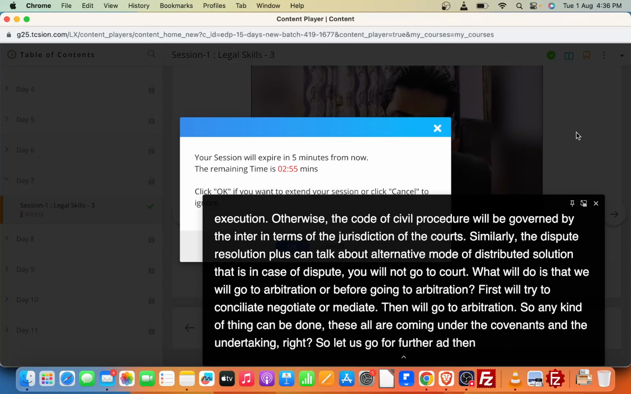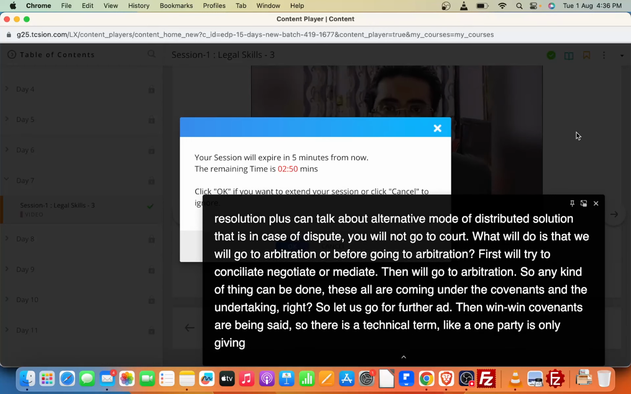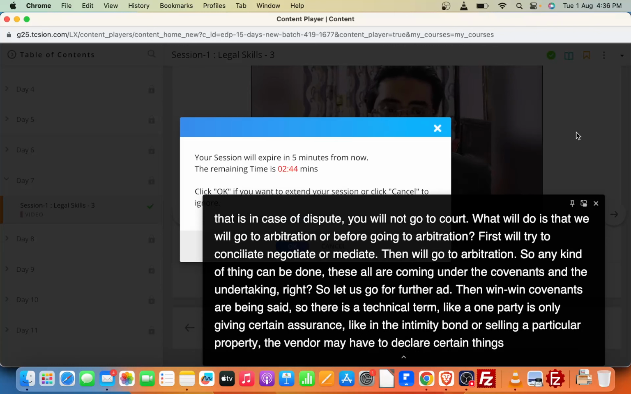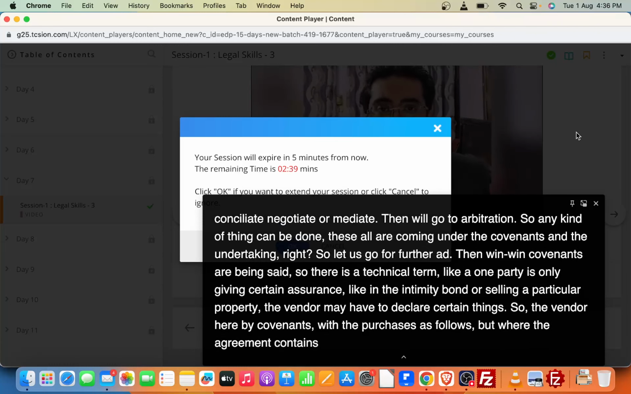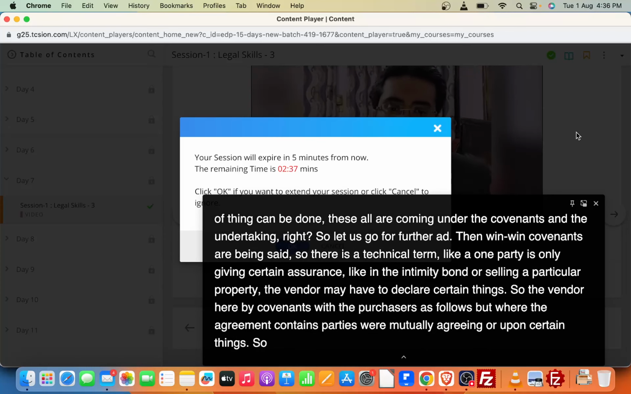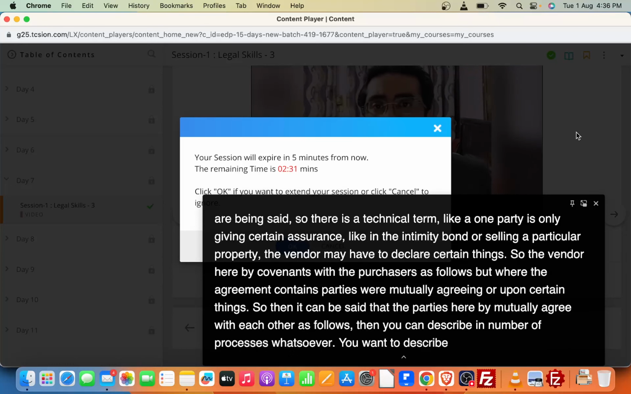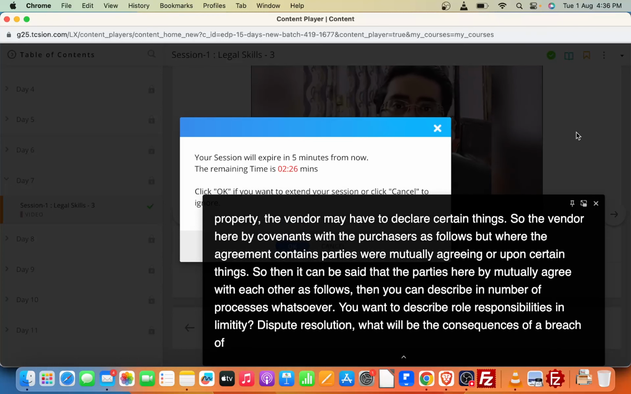Then when covenants are being said, there is a technical term: if one party is only giving certain assurances, like in the indemnity bond or selling a particular property, the vendor may have to declare certain things. So the vendor hereby covenants with the purchaser as follows. But where the agreement contains parties who are mutually agreeing upon certain things, then it can be said that the parties hereby mutually agree with each other as follows. Then you can describe n number of clauses, whatsoever you want to describe: role, responsibilities, indemnity, dispute resolution, what will be the consequences of a breach of the contract, liquidated damages. Unliquidated damages are being calculated by court only.